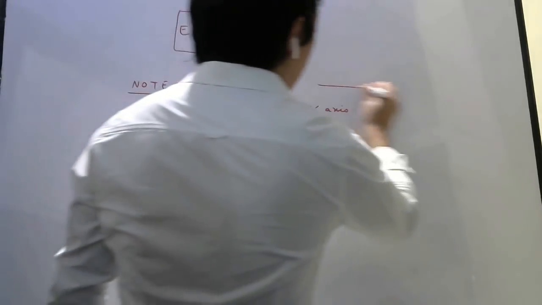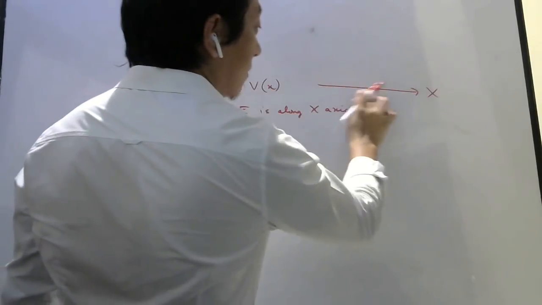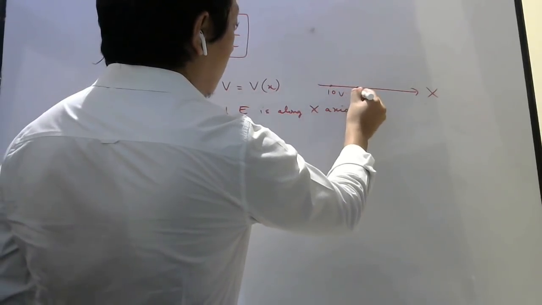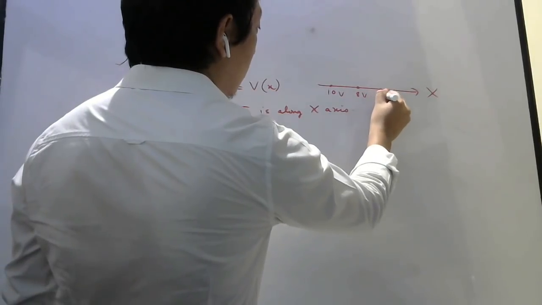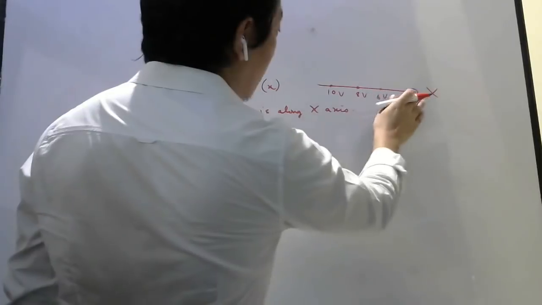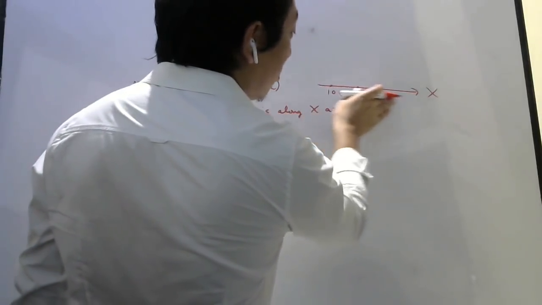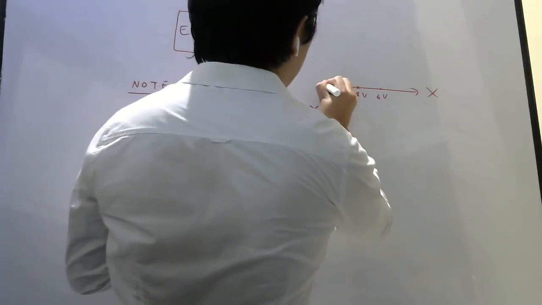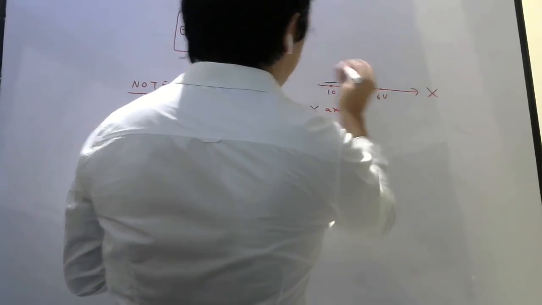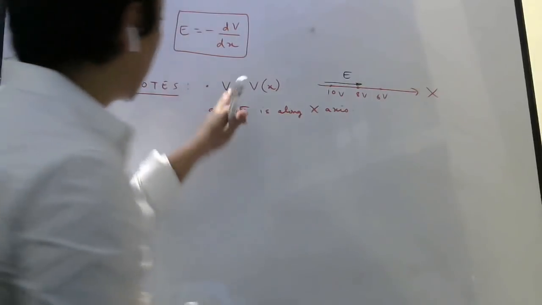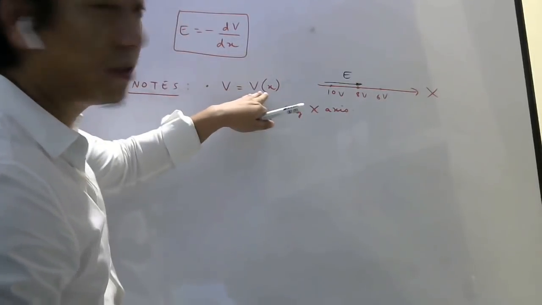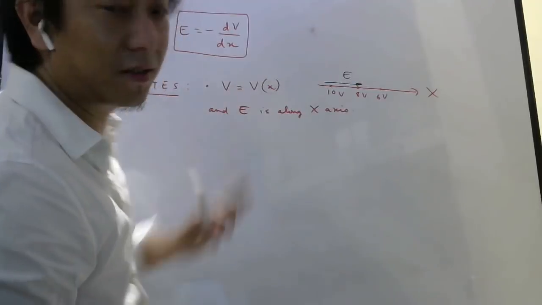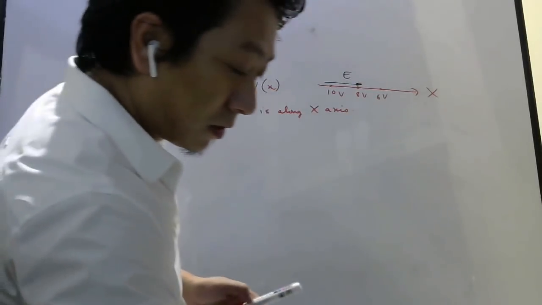That means as you move along x-axis, your potential is changing. So this is 10 volt, this is 8 volt, this is 6 volt, like that. So as you move along this line, you see you are going from higher potential to lower potential. So electric field will be from higher potential to lower potential. Okay or not? So when I write this formula, it means potential is a function of only x coordinate, and electric field is only along x-axis. Now look carefully.